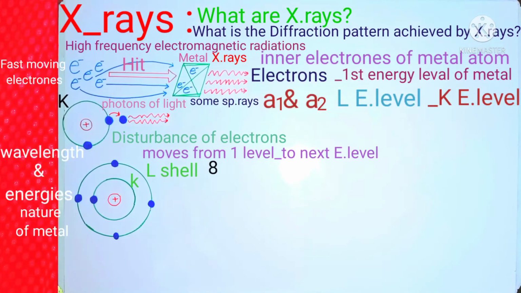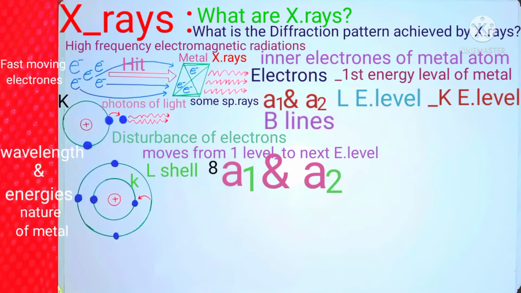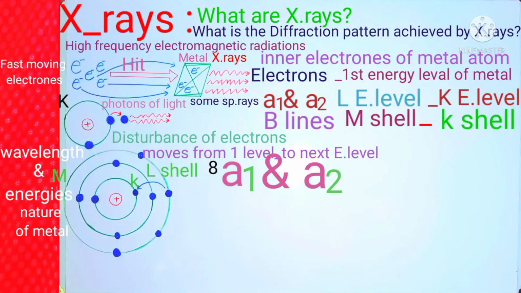So when jumping of electrons from the L shell to the K shell occurs, it causes the production of alpha 1 and alpha 2 X-ray lines, whereas beta lines of X-rays are produced when electrons jump from the M shell towards the K shell. So we can say that by the movement of electrons from the L shell to the K shell, alpha 1 and alpha 2 X-ray lines are produced, whereas by the movement from the M shell to the K shell, beta X-ray lines are produced.